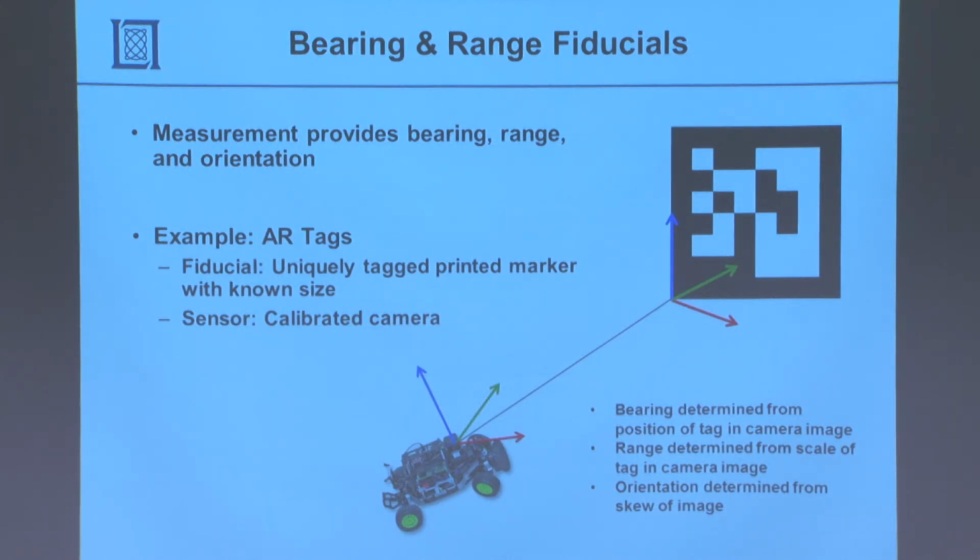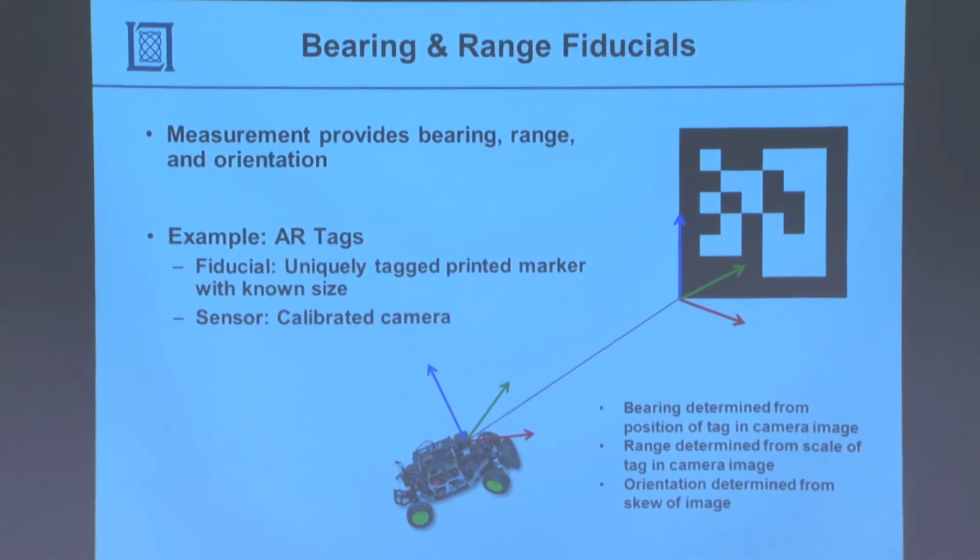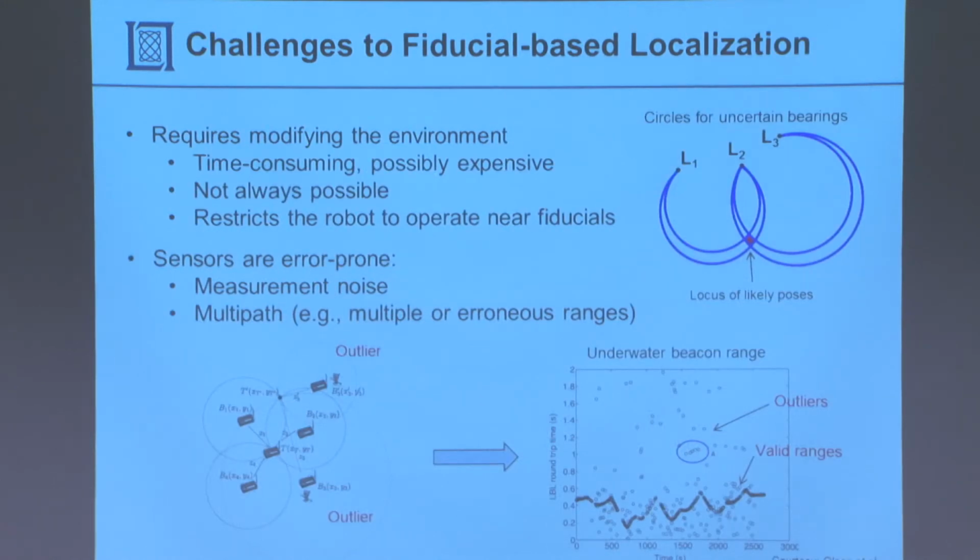So bearing and range fiducials are pretty nice, but they don't work in all environments. So for example, you couldn't really use augmented reality tags underwater, or at least not for very long distances underwater. So even though we've engineered these fiducials to be in our environment, we still can only sense them with some degree of noise, and that eventually leads to some errors.